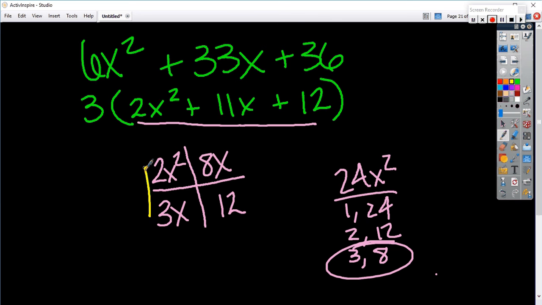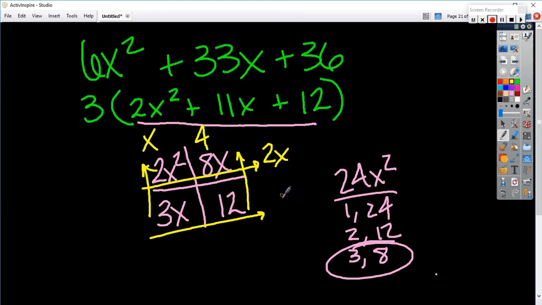How about a GCF here? One. 1 what? X. And how about here? 4. And how about here? 2x. And here? Claus, you did it again. 3. That's always gut instinct, but don't do that. Make sure you do the GCF.